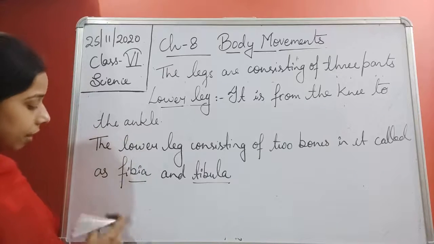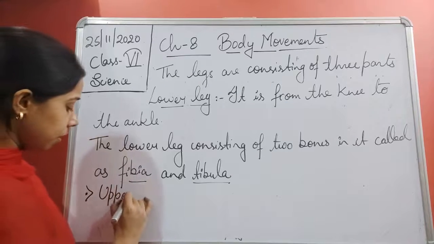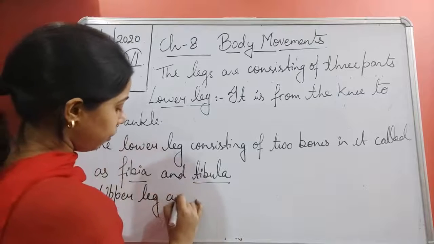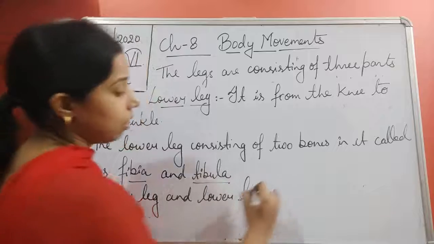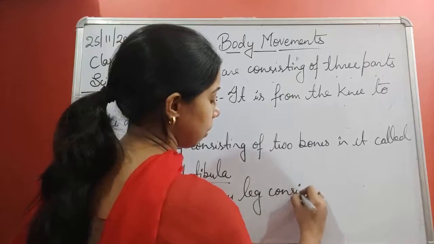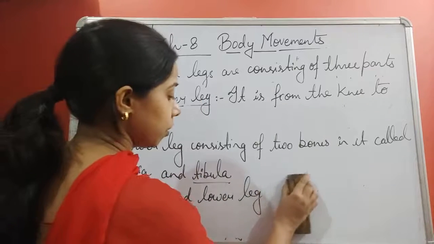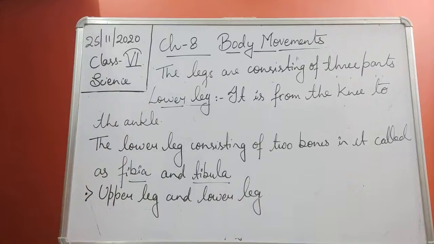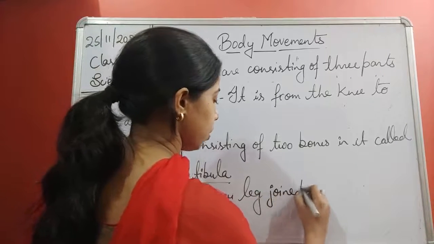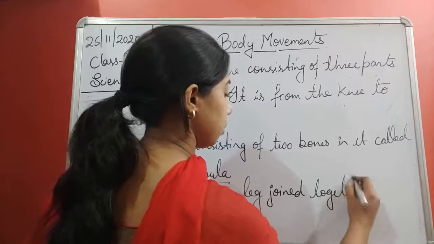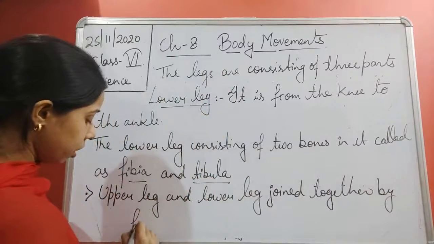Now if we talk about the upper leg and the lower leg, the upper leg and lower leg are joined together by a hinge joint. Joined together by hinge joint. So here also you have seen, students, a hinge joint.